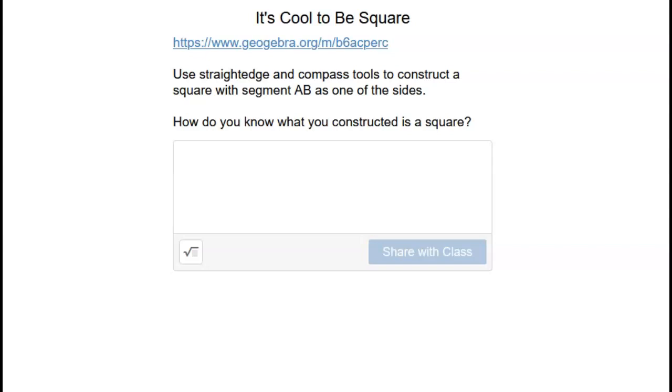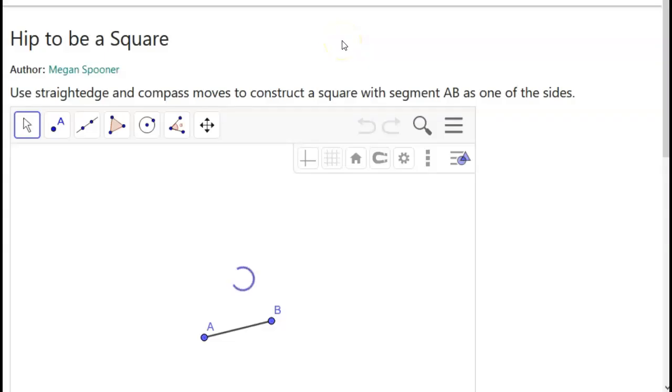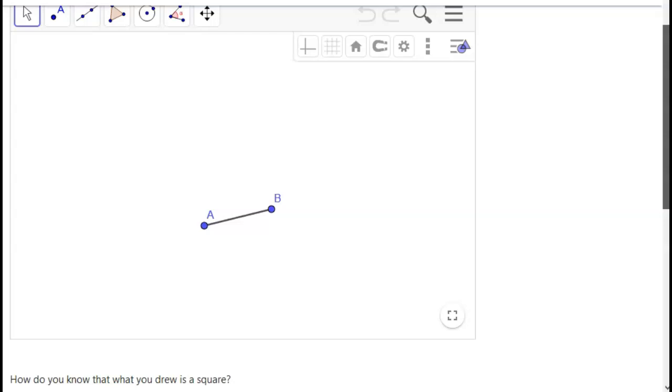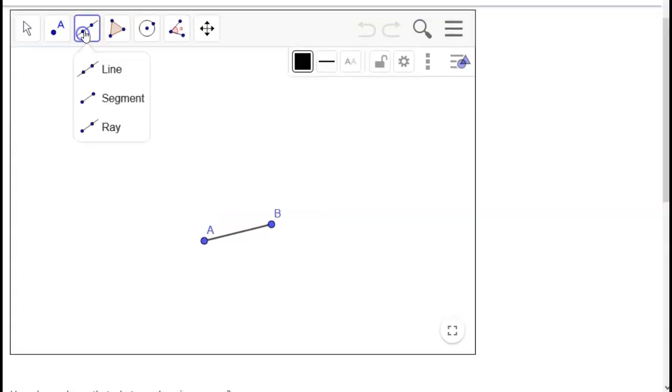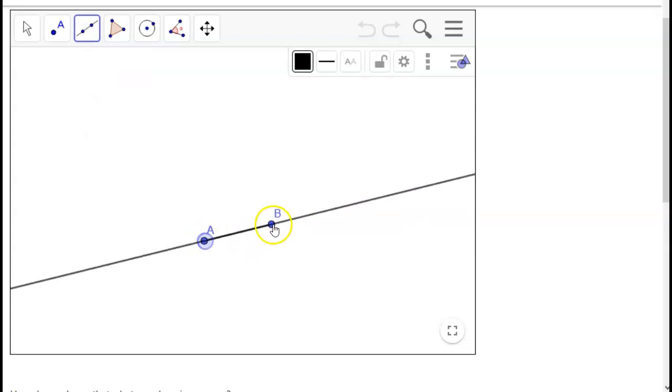Hey guys, yesterday we talked about constructing a square. So just really quick, I'm going to go back through the steps that we took. And again, there's more than one way to do this, but I'm going to show you the quickest way to do it.